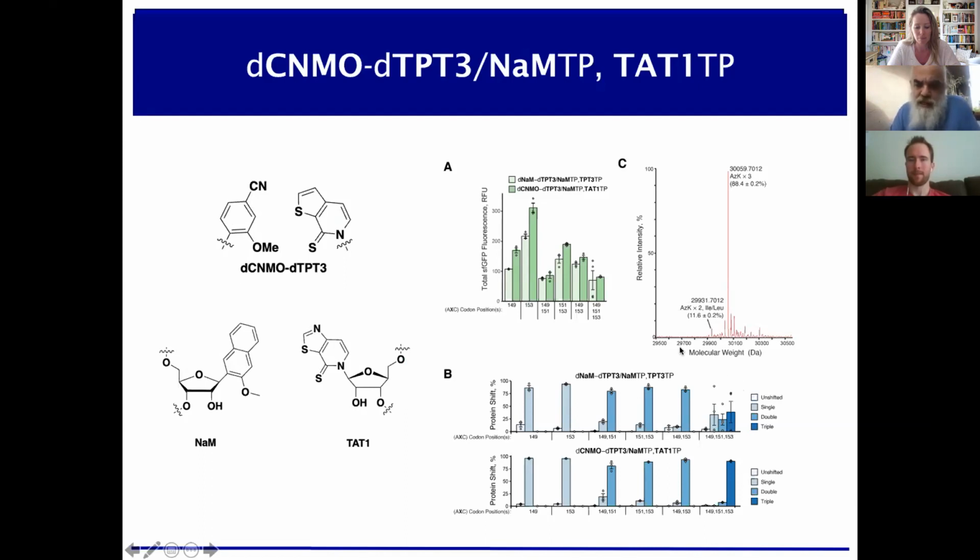So there's a lot of data here. I don't want to show it to you all. I just want to show you one. I want to draw your attention to one part, and that is, in this case right here, we're decoding 3 unnatural codons that are separated by a natural. So this is GFP with an unnatural at 149, a natural at 150, an unnatural at 151, a natural at 152, and another unnatural at 153.